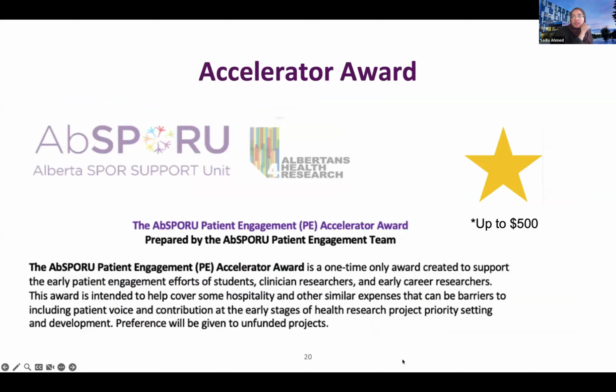We also wanted to talk a little bit about our Accelerator Award. So this is something that we offer to early researchers as well as students, clinician researchers, a one-time award. So if this is something you're interested in, this helps to cover the early aspects of engaging patient partners at, say, the priority setting stages or in developing your project. And we can award up to $500 per project. And so if this is something that you're interested in, feel free to reach out.